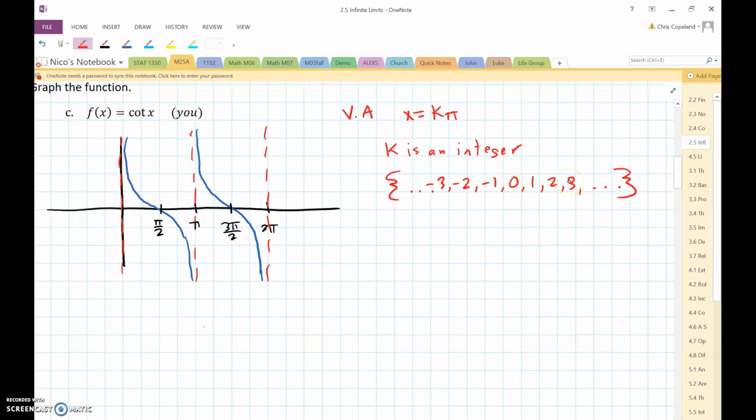So this would be 0 pi. This is 1 pi. This is 2 pi. Out here would be 3 pi. That's where all of the vertical asymptotes are happening.